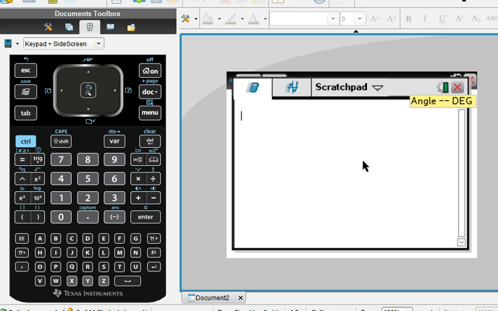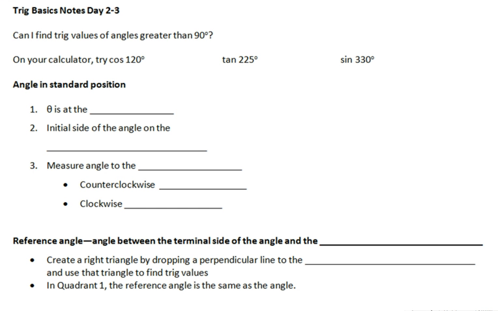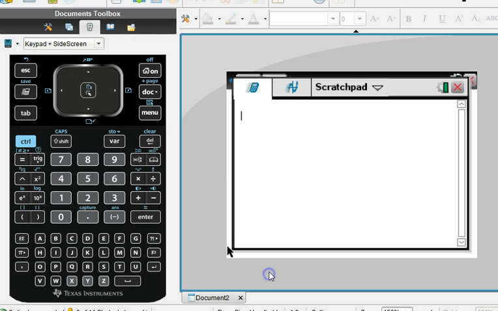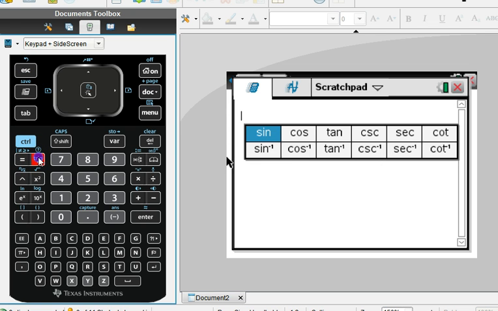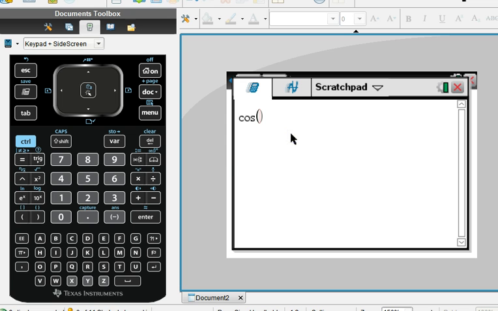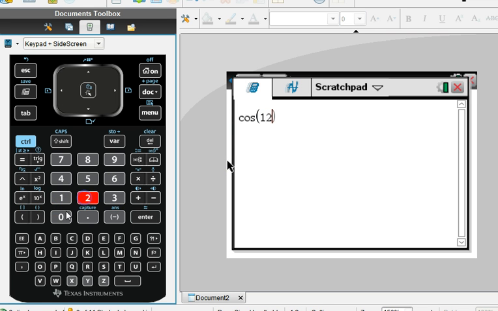And you say okay, and then you are in degrees. That means whenever I use the sine and cosine and tangent and other trig functions on the calculator, it will take my input as degrees. So the first thing I wanted to find was cosine of 120. Right under the control button is this trig button. You go to cosine and type in 120, and it says cosine of 120 is negative 1/2.